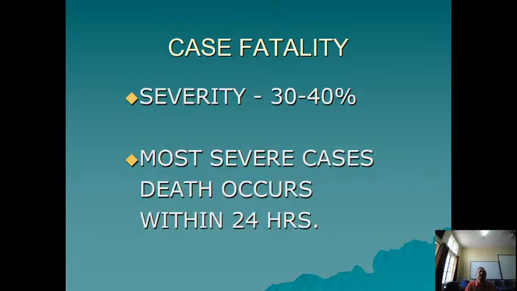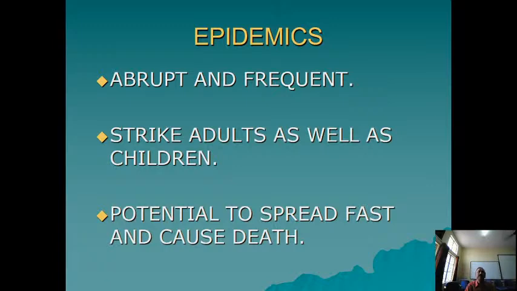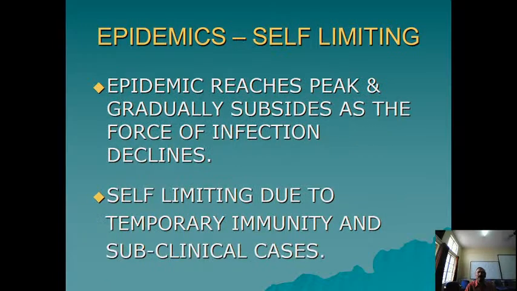Case fatality in severe cases was 30 to 40%, and most severe cases occurred in 24 hours. This was classical cholera. We'll talk about the difference between classical cholera and today's cholera. Cholera can occur in all forms. You can have sporadic, endemic, epidemic, or pandemic. Epidemics are abrupt and frequent, and strike adults as well as children, and the potential is to spread fast and cause death. These epidemics are generally self-limiting. You have a peak and then it gradually subsides, as the force of the infection declines.